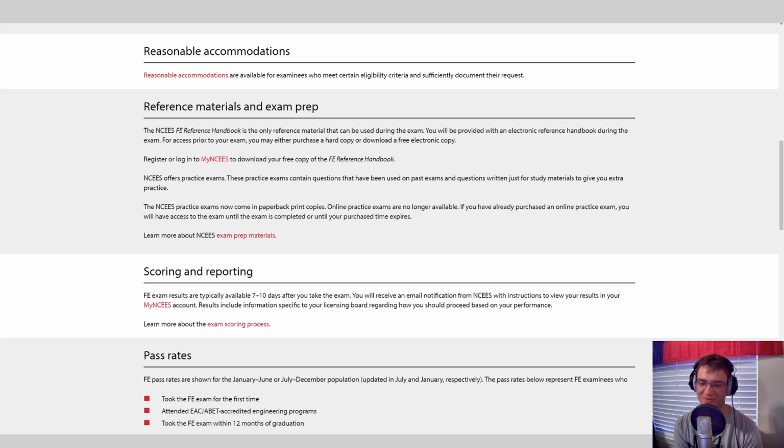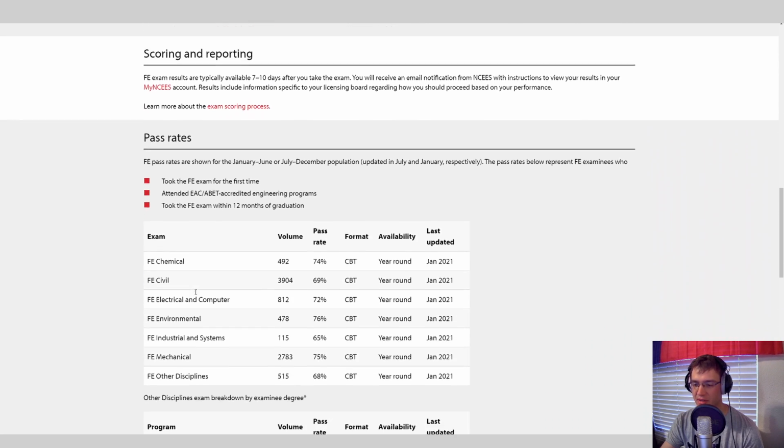Interesting. Scoring and reporting. 7 to 10 days after you take the exam, you'll receive an email notification from NCEES with instructions on how to review your results. You probably have to log into some site and match up a verification code or whatever to make sure your results are your results and not somebody else's accidentally.